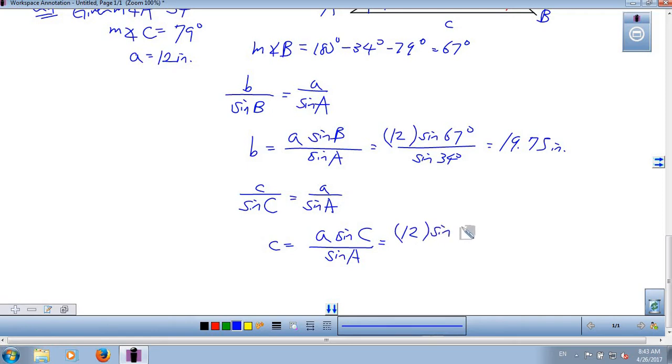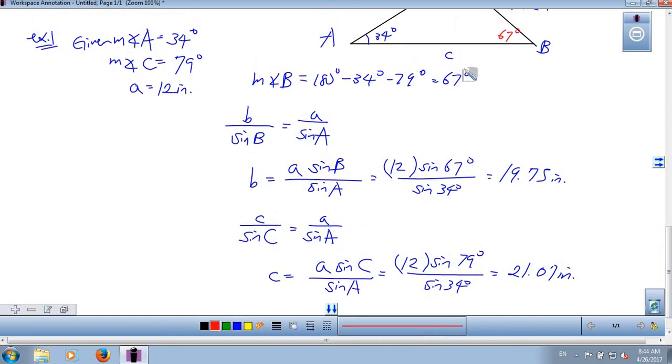So here, let's go ahead and plug in, substitute information. So A is 12 inches, sine angle C. Angle C was 79 degrees, and angle A was 34 degrees. So you go ahead, plug this in: 12 times sine of 79 divided by sine of 34. Make sure you're in degree mode. So this will become 21.07 inches. Alright, so we are done.